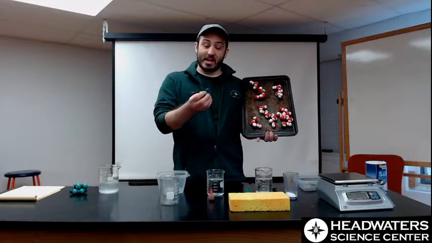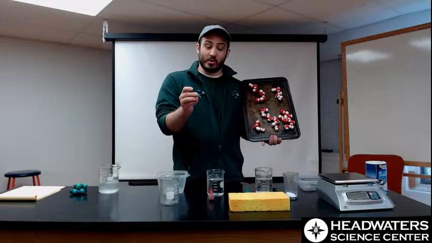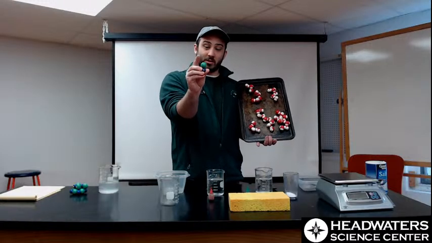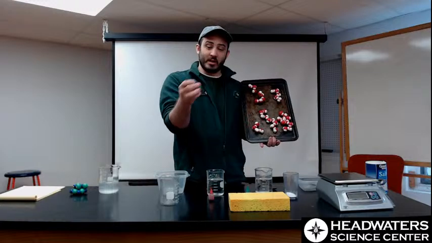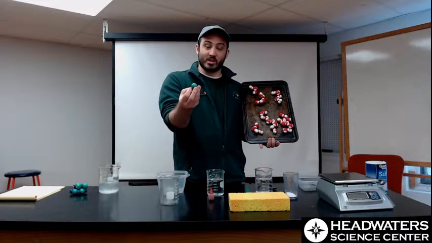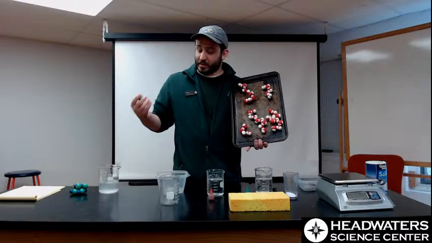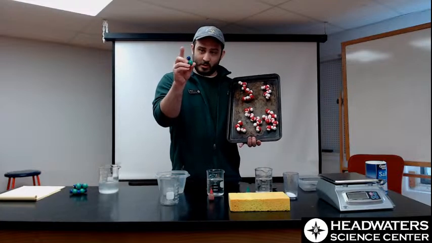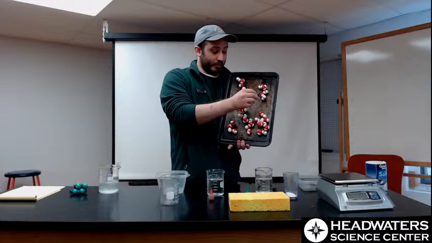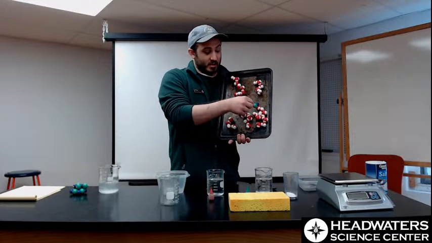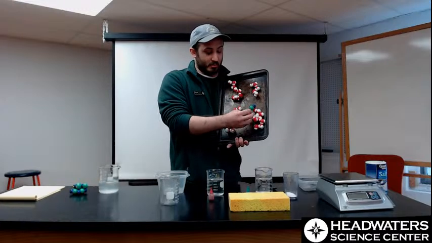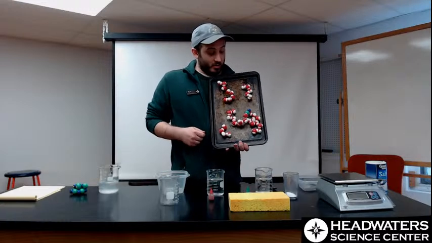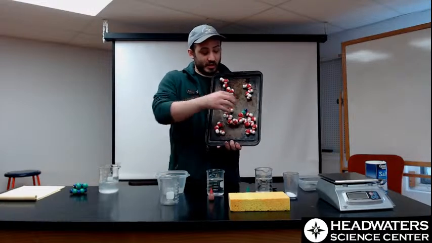Salt's formula is NaCl. The Na stands for sodium, which is what the blue ball is representing in this model. And the Cl stands for chlorine, which is what the green ball is representing. In the case of salt, the sodium is the positively charged end and the chlorine is the negatively charged end. So when you introduce some salt into an amount of water, the positive sodium gets attracted to the negative oxygens, and the negative chlorine gets attracted to the positive hydrogens.